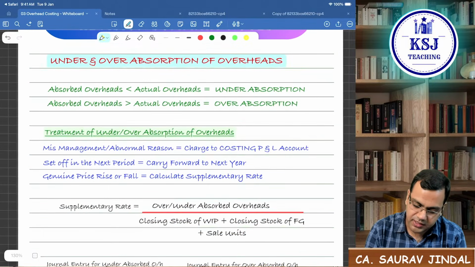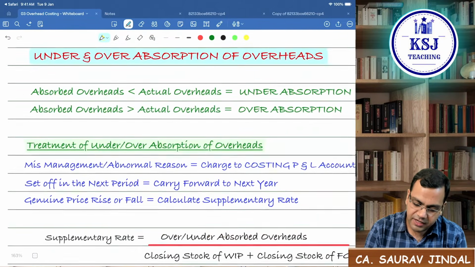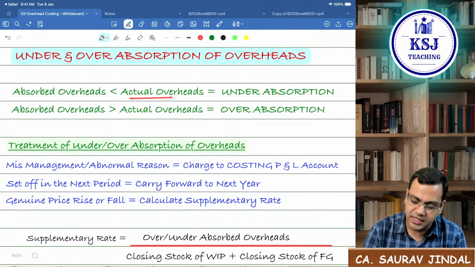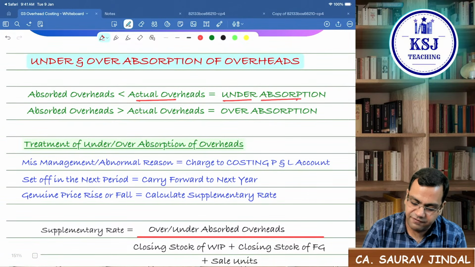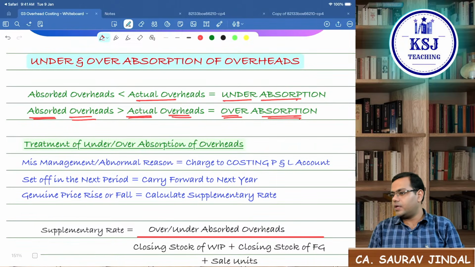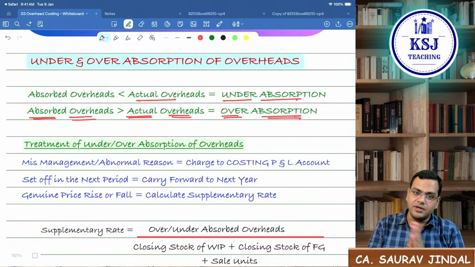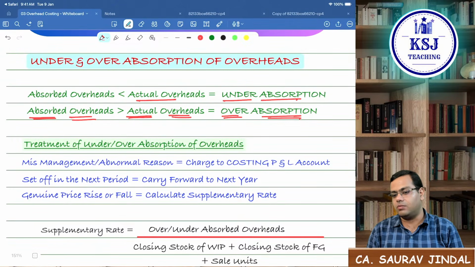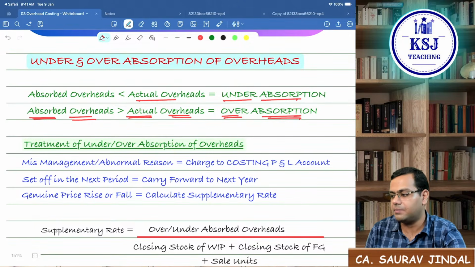So this is what is there. If your absorbed overheads are less than your actual overheads, then it is called under absorption. And if your absorbed overheads are more than actual overheads, that is called over absorption. Is everyone clear with the concept of what is under absorption and what is over absorption? Then we will move to the treatment of under and over absorption of overheads, how to treat it in cost accounting.